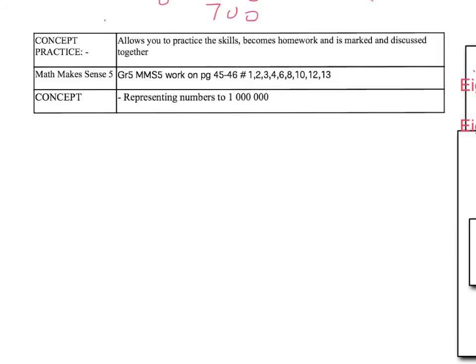Perfect. All right, now you're going to go on to the concept practice in your textbook, page 45 and 46, numbers 1, 2, 3, 4, 6, 8, 10, 12, and 13. Remember, concept practice is your chance to practice the skills. It does become homework, and we will mark and discuss it together. You are working on representing numbers up to 1 million. If you have any questions along the way, make sure that you ask. Look back at your Connect section, check with your neighbor, and of course ask me.